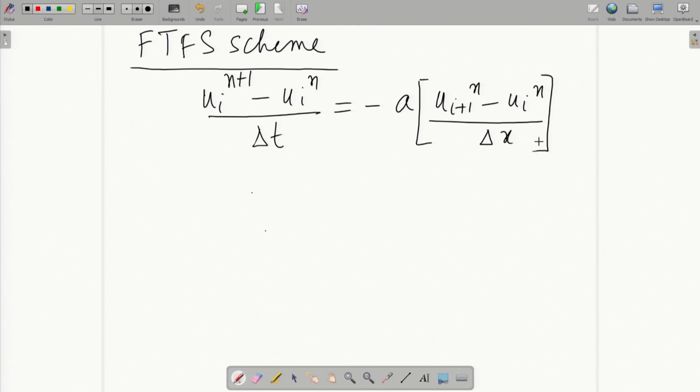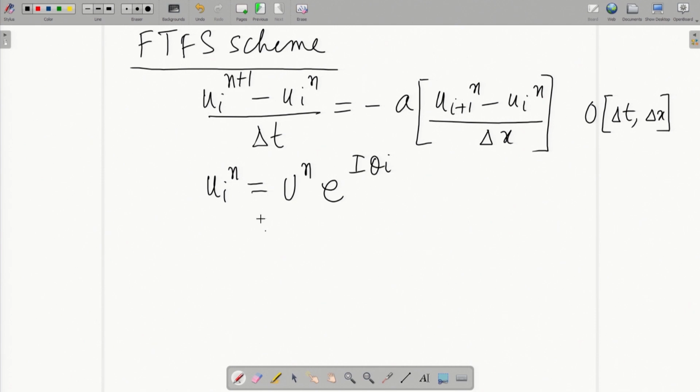Note that here we are using a one sided finite difference for the spatial derivative, and that would reduce the order of accuracy of the scheme in terms of the spatial derivative to first order. So, it is first order accurate in time and space. We would now do the von Neumann stability analysis by substituting the expressions for the different u terms in this equation.